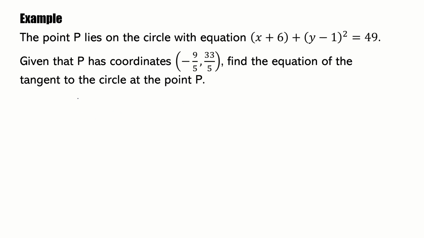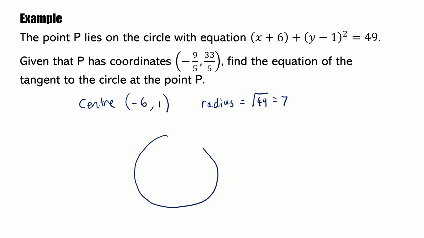Straight away, it's worth mentioning, just from looking at the equation, I know the centre is going to be at (-6, 1). And I also know its radius is going to be the square root of 49, which is therefore, of course, just 7, conveniently. And then if we want to find the equation of the tangent, well, we're going to be making use of that circle theorem I just mentioned.